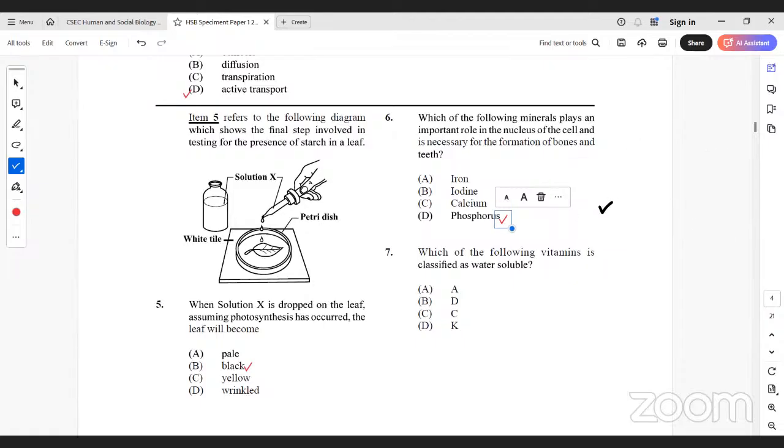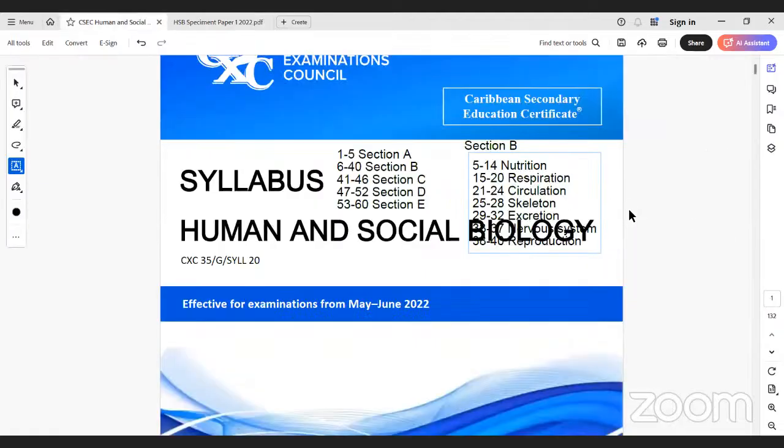I'm seeing someone asking, what are the different sections? This is just for you, Jay. We already went through this at the start. We have sections A, B, C, D, and E. They do have names, obviously, but we just call them section A, B, C, D, and E.